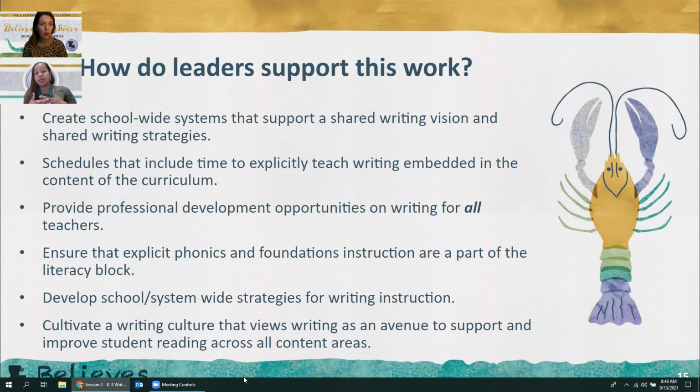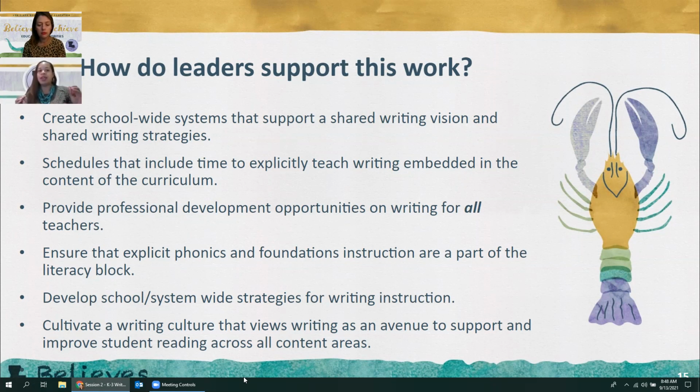And we want to make sure that there is time embedded for students to practice those foundations and phonics skills that are taught daily. And even as you go into, as Sarah talked about, when our students are doing those short responses to reading, even in second and third grade, we want to make sure that as we continue to build that code for them, that they're practicing those skills in their writing too. And those would be great opportunities for mini lessons.